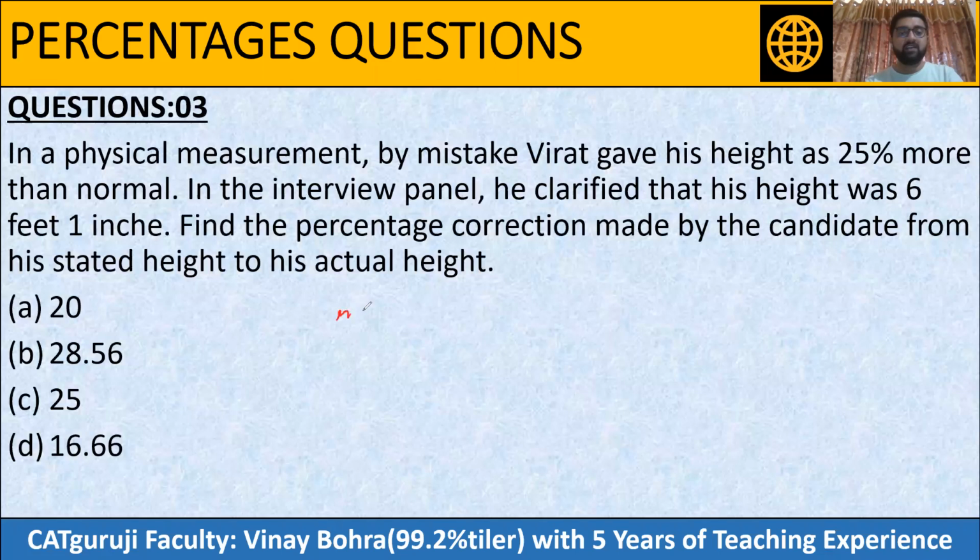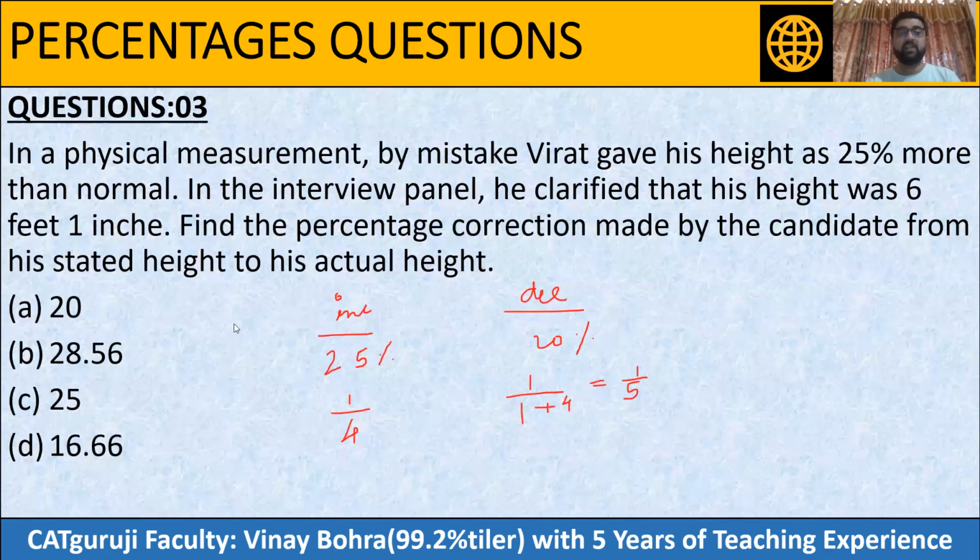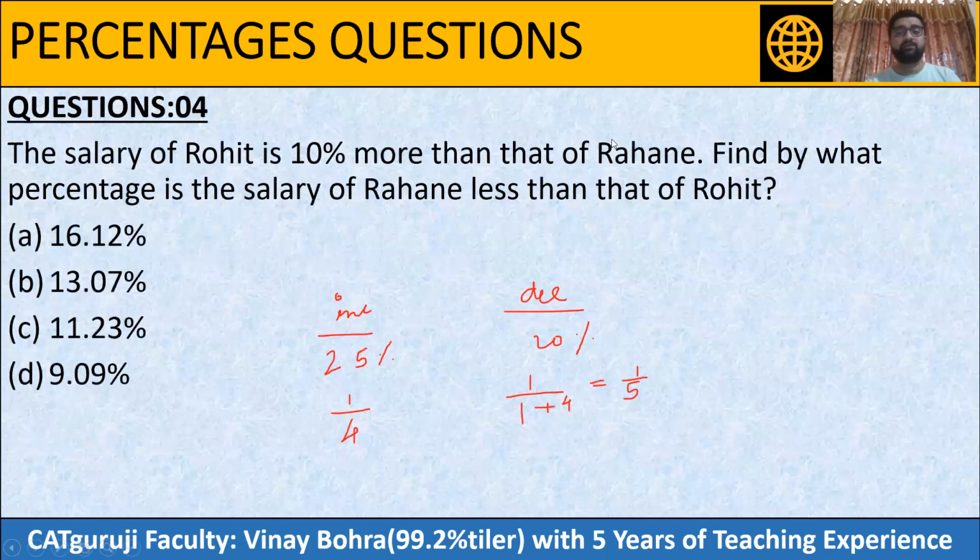So we can easily use the shortcut here, increment, decrement. Your increment is 25%, which is 1 by 4. So your decrement will be 1 by 1 plus 4. That will give us 1 by 5. And this 1 by 5 is nothing but 20%. So 20% is the answer for this particular question. Let us see one more question on this.